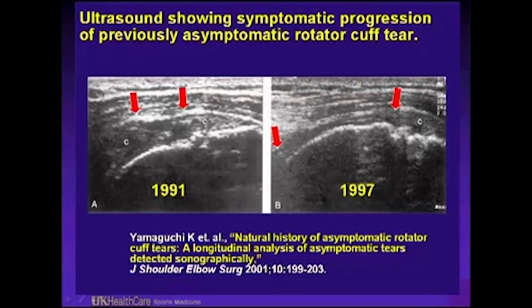This is an ultrasound showing progression of a previously asymptomatic rotator cuff tear, 1991 on the left and 1997 on the right. So we can also follow the size of the cuff tear, which is very important when you get some of these massive cuff tears that are not repairable, to have counseled patients if they're having a significant progression in size of the cuff tear.